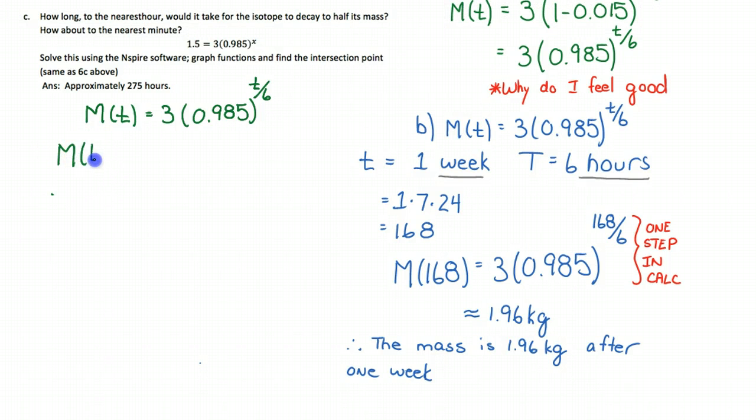So mass is a function of t. If we want half its initial amount, that is going to be 3 over 2. Therefore, we can say 1.5 is equal to 3 times 0.985^(t/6).